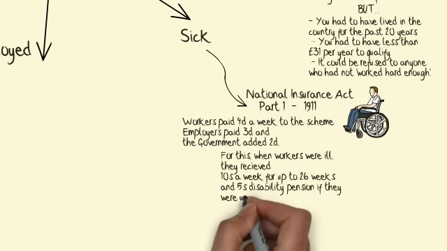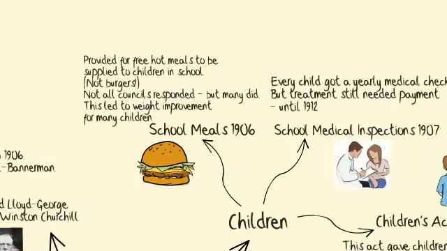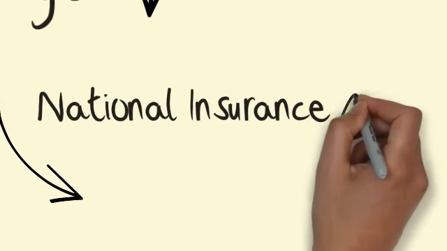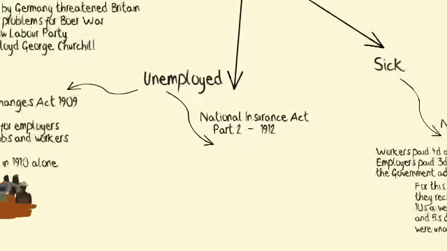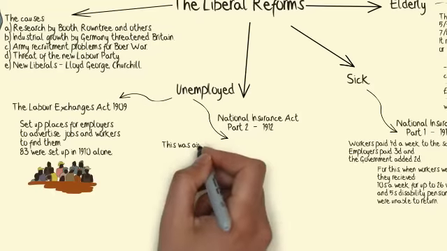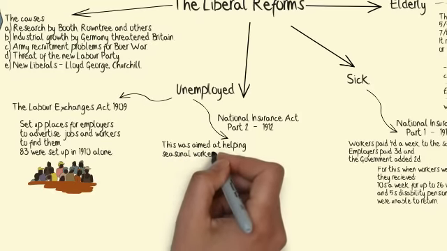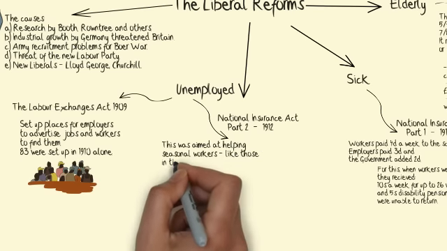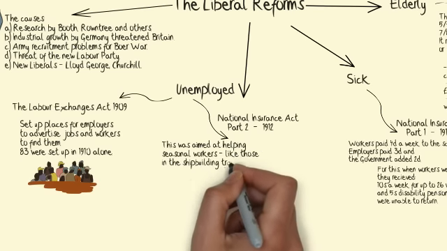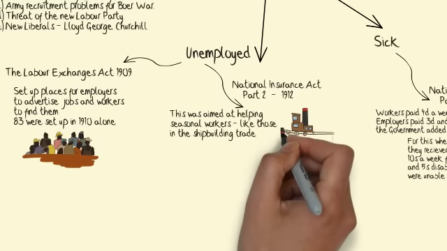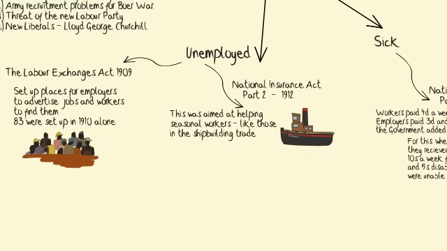The National Insurance Act Part 2 in 1912 turned its attention again to the unemployed. It was aimed at helping seasonal workers, like those in the shipbuilding trade. For a similar payment into the scheme, when unemployed, those who belonged to the scheme could claim 7 shillings a week unemployment pay for up to 15 weeks.